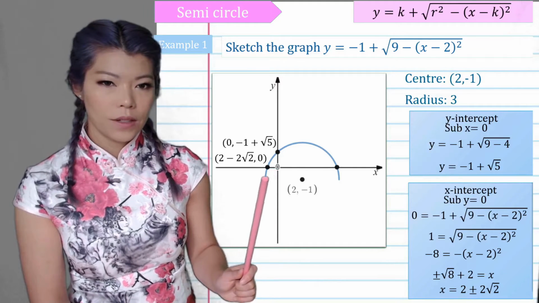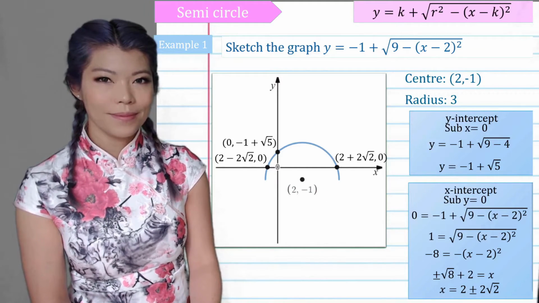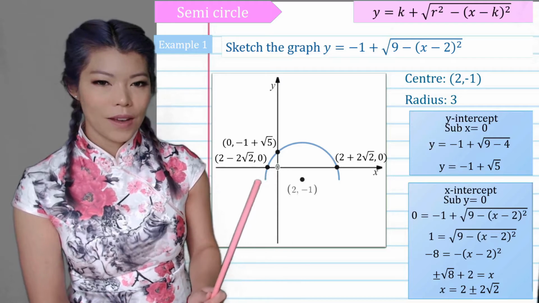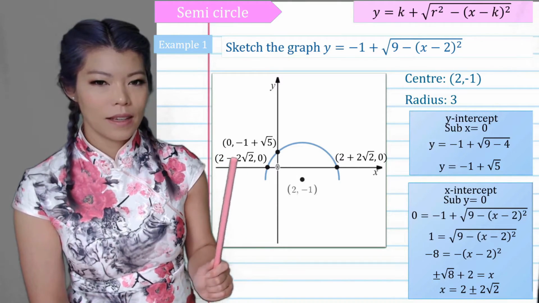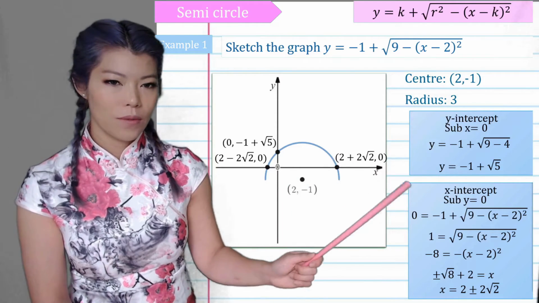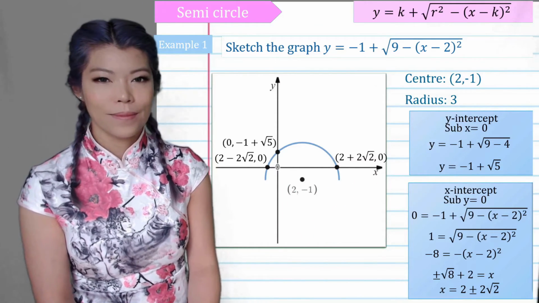So we can plug those values in. If you're in a rush, don't forget the minus is the one to the left and the positive is the one to the right because it's a bigger value.